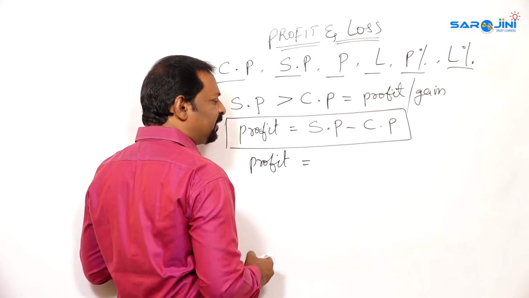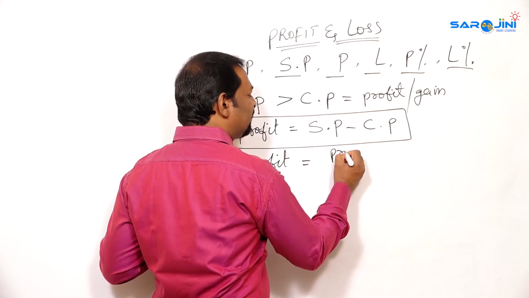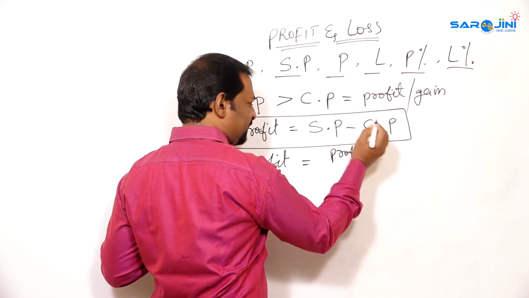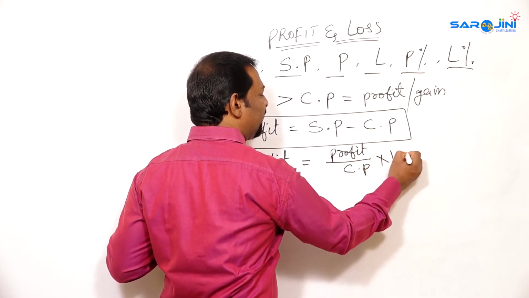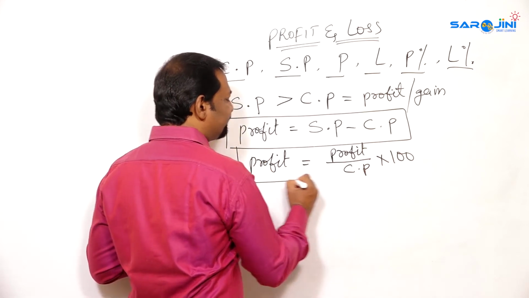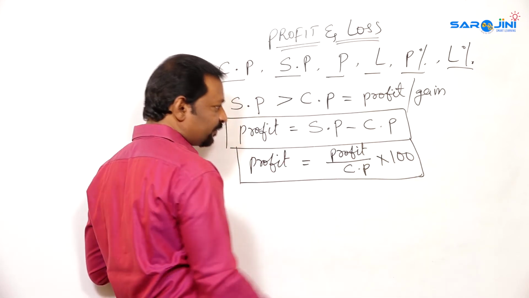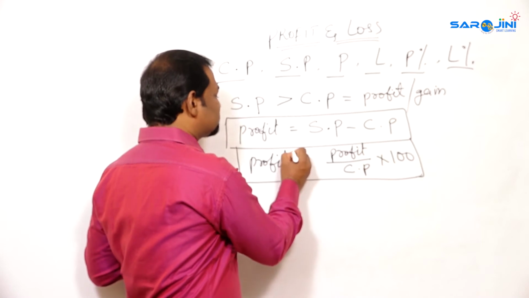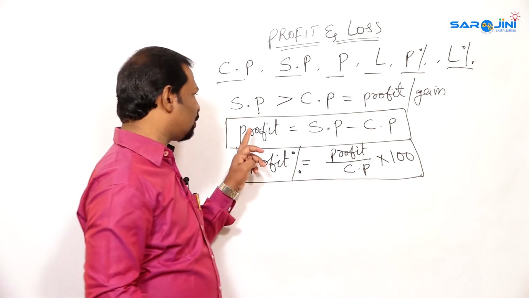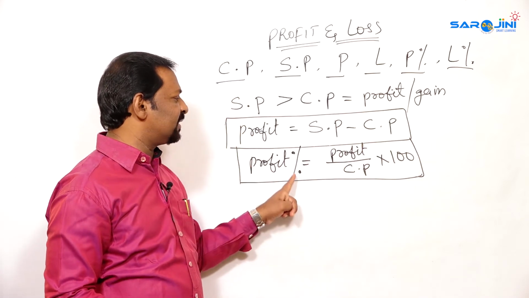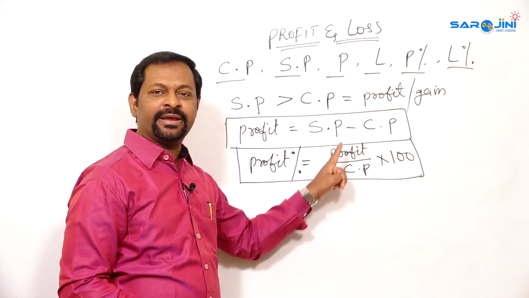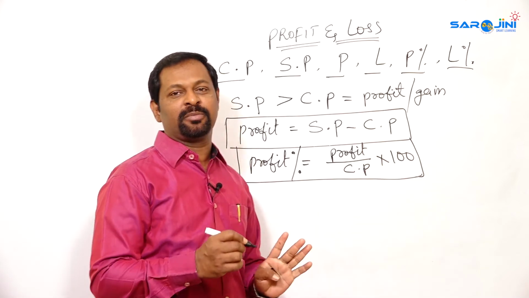Profit percent means whatever profit we got from the transaction, divided by cost price, into 100. So you have to remember this formula also. What is that? Profit percent. Profit means selling price minus cost price, and profit percent is nothing but profit by cost price into 100 is the formula.